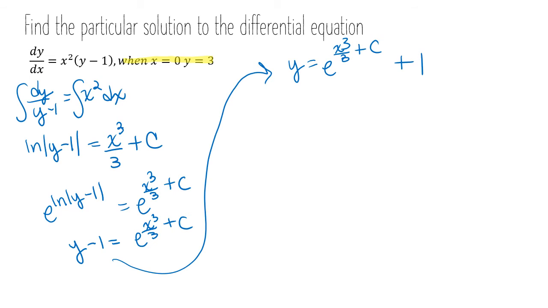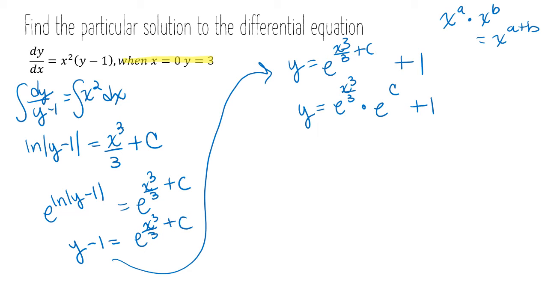The tricky part here is this plus c in the exponent. If you remember, x to the a times x to the b is the same as x to the a plus b. And I can go backwards too: x to the a plus b is x to the a times x to the b. So this e to the x cubed over 3 plus c is the same as e to the x cubed over 3 times e to the c.